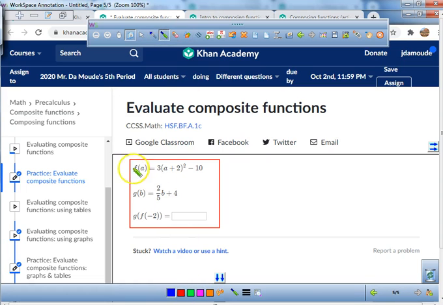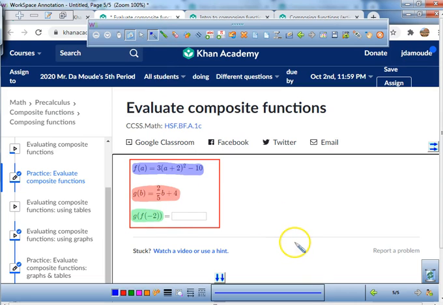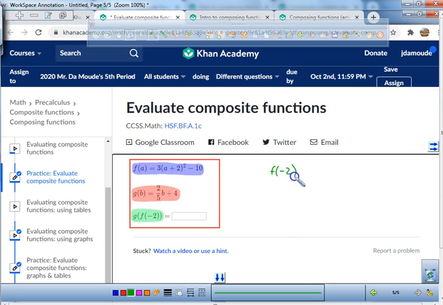So we have f of a, which is equal to this function, and we have g of b, which is equal to this function. All right. So what it's asking us to find is g of f of negative 2. When you're working through this, you have to work from the inside out. So the very first thing I'm going to have to do is find f of negative 2.